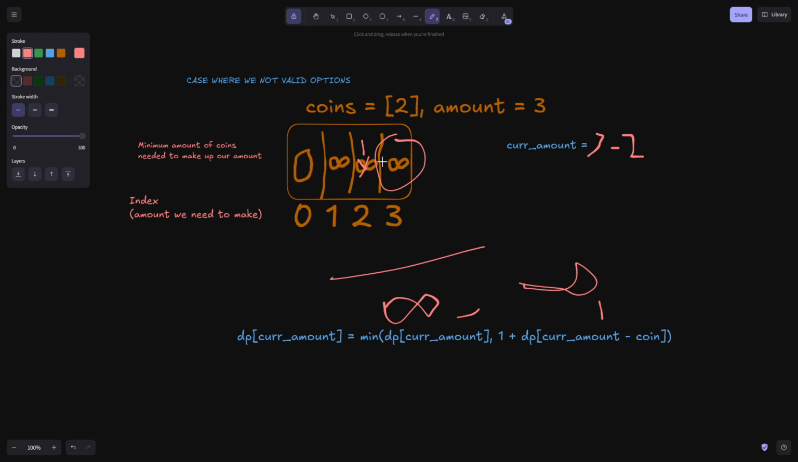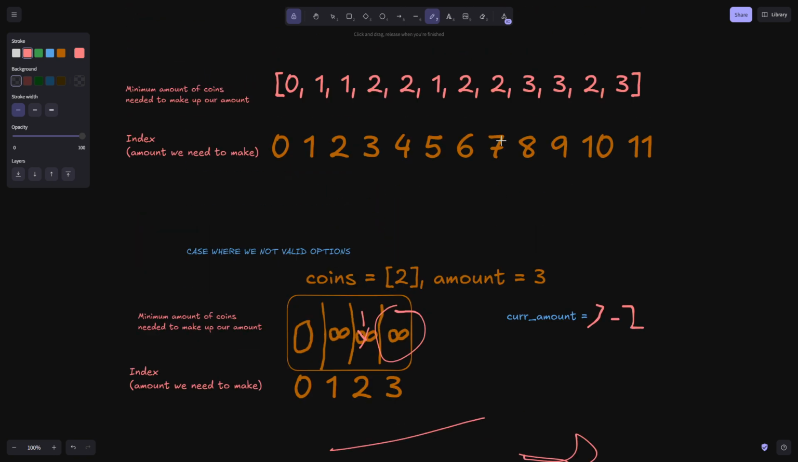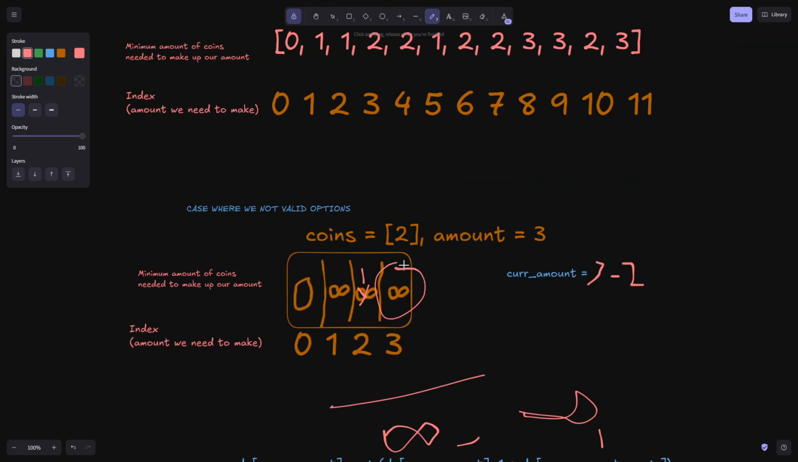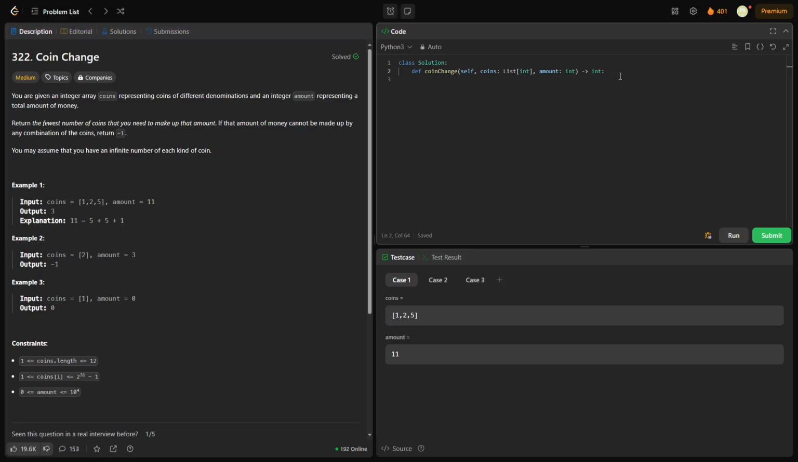And again, this infinity is our placeholder to basically let us know we can't make up that amount, which makes sense, right? If we only have a 2 coin, how can we make up the amount 3, right? And so this is basically a condition we need to check before we return at the end of our program: is this last position infinity or not? Okay, so let's implement this.